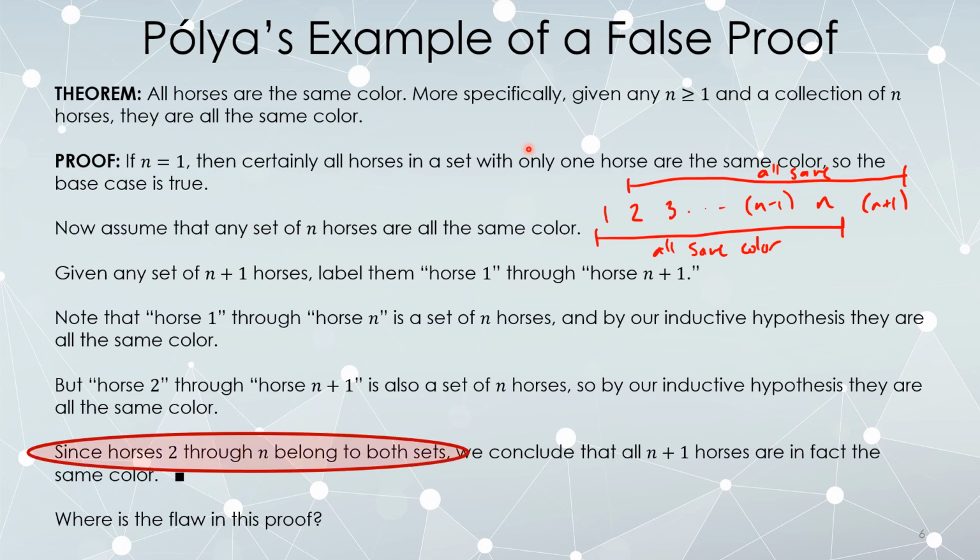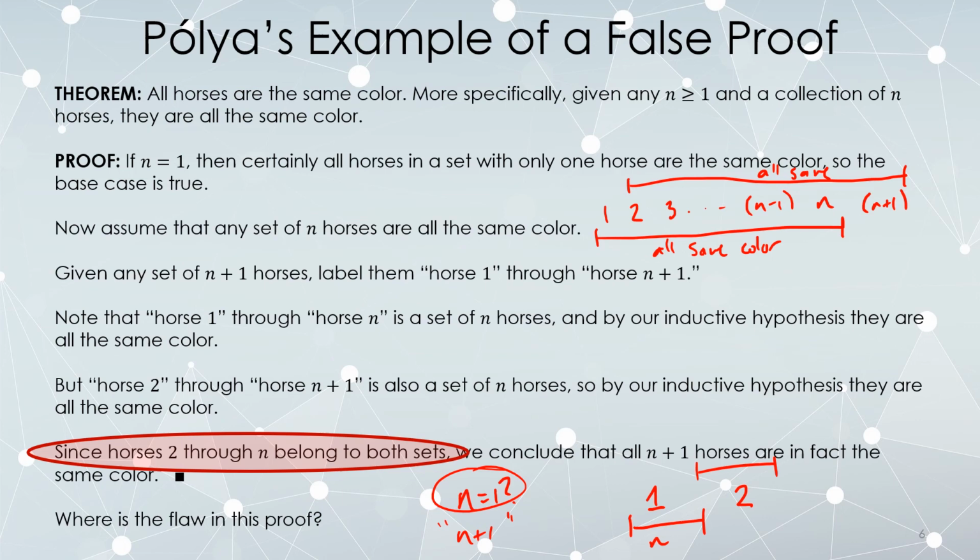It's right here. I drew a picture, and it really looks like horses 2 through n belong to both sets. But they don't actually have to. What if, in fact, n equals 1? Then n plus 1 horses would actually just be 2 horses. So I have horse 1 and horse 2. Can I assume that everything in a set of 1 has the same color? Yes. And indeed, if I start at the beginning and I stop shy of the end, this has n horses in it because n equals 1. And if I then do this set, everything has the same color.